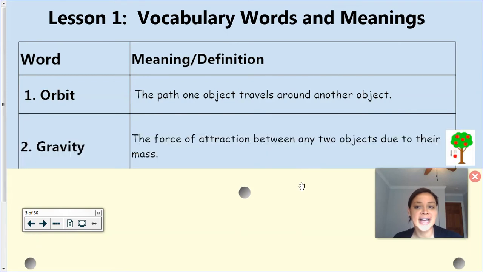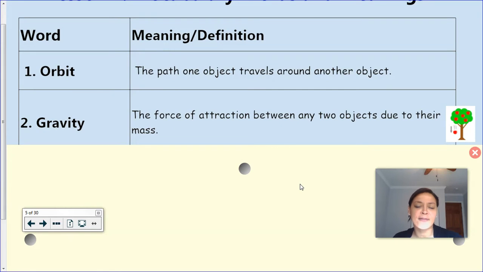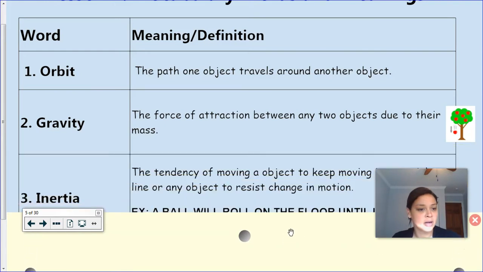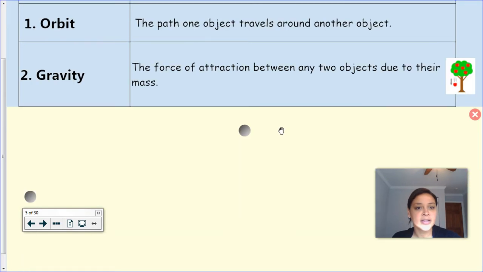Our second word is gravity. This might be a familiar word to some of you from last year. It is the force of attraction between any 2 objects due to their mass. If you look over here, gravity on Earth pulls objects downward. Look at the apple tree. When the apple falls off the tree, the apple is being pulled to the ground because of the gravitational force on Earth. We're going to learn more about that later, so we'll return to that word. Please pause and write down your second vocabulary word and the definition.